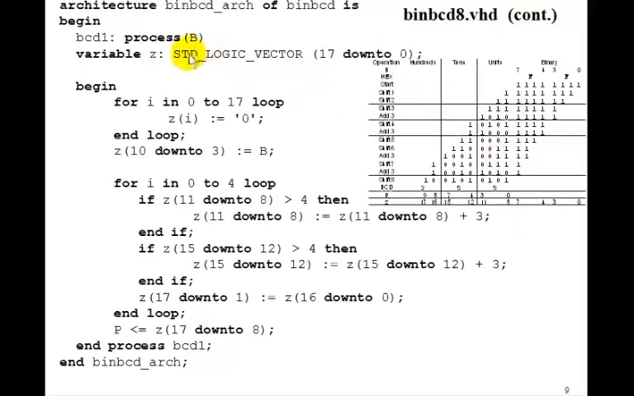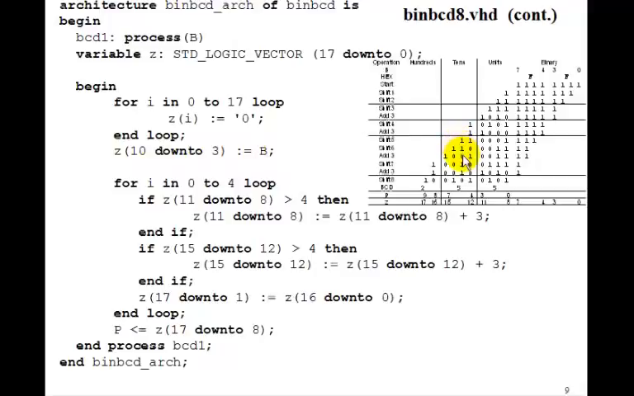So let's see what we have to change. Z now is 17 down to 0. You see we need 17 down to 0 to get this whole 255 in there. So we go for I equals 0 to 17 loop. This sets all the bits in Z to 0. Now we have to shift B left 3 bits.